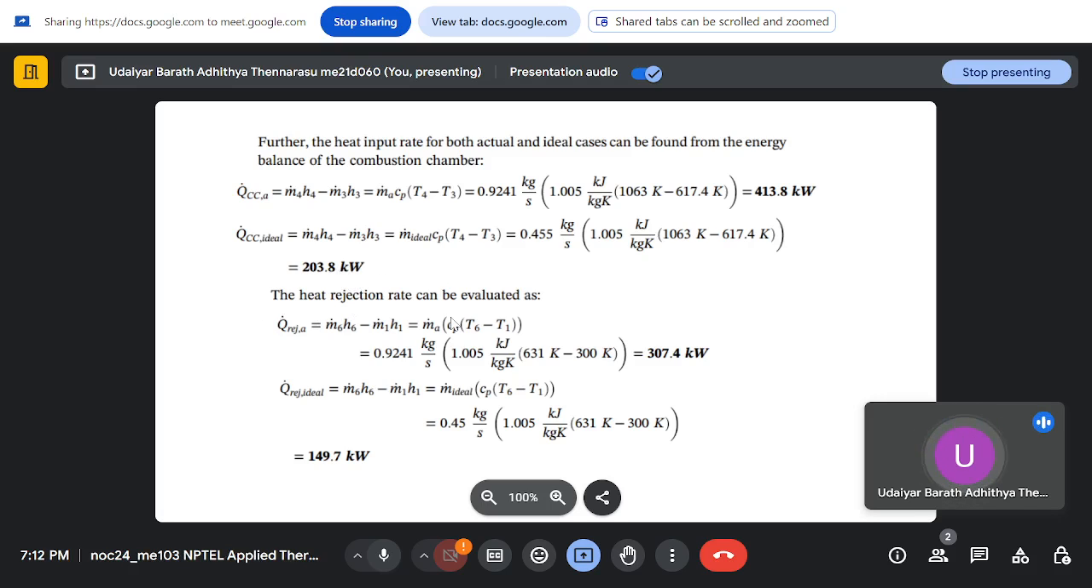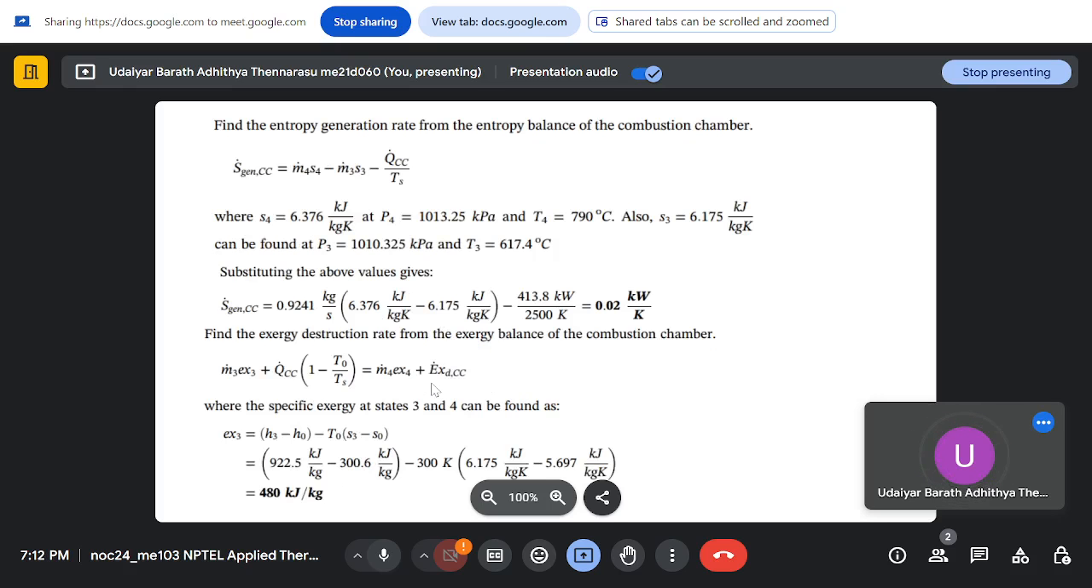The heat rejection rate can be evaluated similarly. For heat rejection, you are going out at 6 and the ambient state is 1. So the difference is m dot actual into H6 minus H1. Substituting that, we get heat rejection as 307.4 kilowatt, and the ideal one comes out to be 149.7 kilowatt.